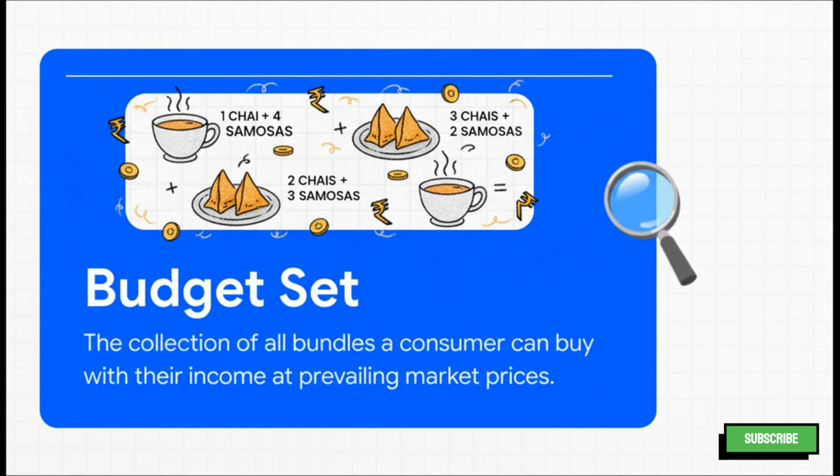Think about it like this. Say you've got 50 rupees. Your budget set is every single combo of chai and samosas you can afford. Maybe one chai and 4 samosas, or 2 chais and 3 samosas. You get the idea. It's the whole menu of possibilities.